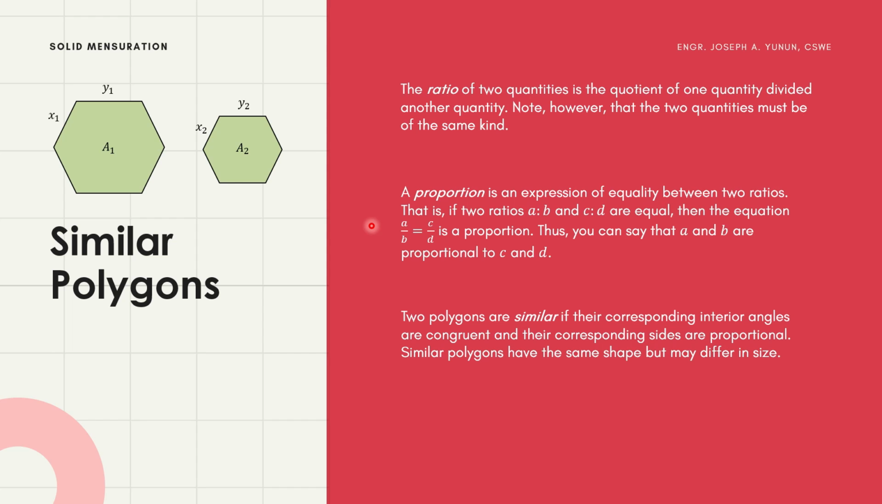Two polygons are similar if their corresponding interior angles are congruent, as shown in the given figure here. So the interior angles should be congruent and all of their corresponding sides are proportional. So similar polygons have the same shape but may differ in size.